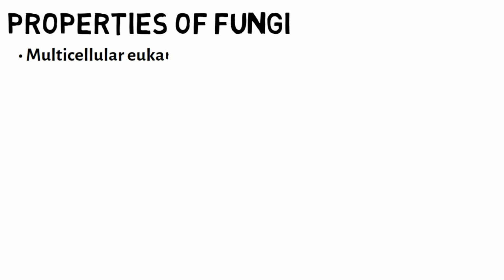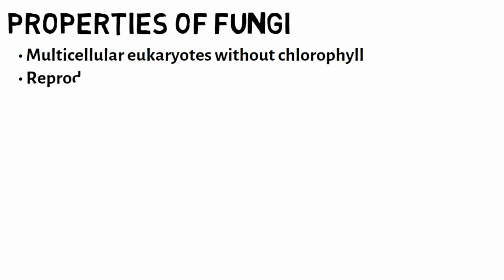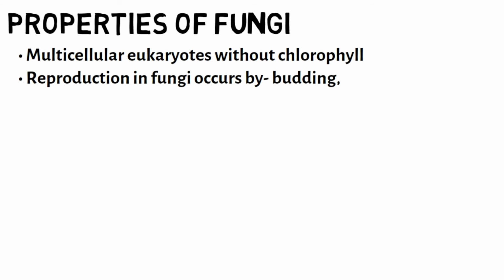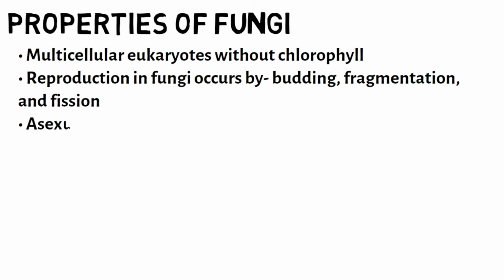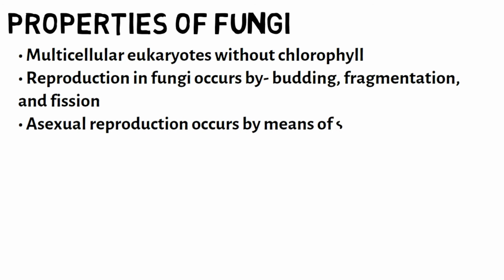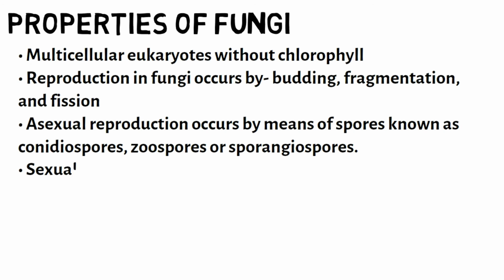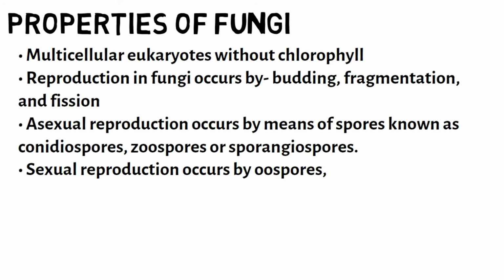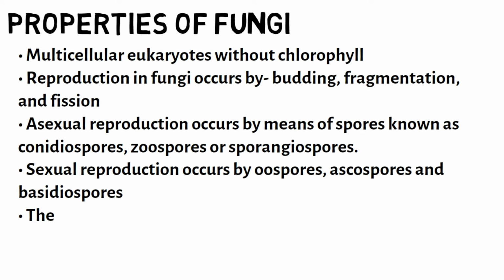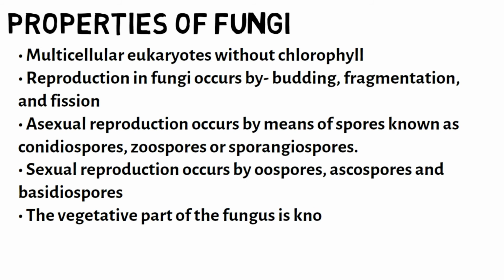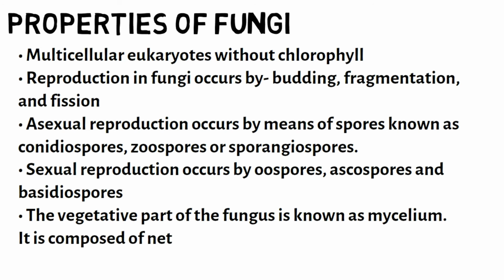Properties of fungi. Multicellular eukaryotes without chlorophyll. Reproduction in fungi occurs by budding, fragmentation, and fission. Asexual reproduction occurs by means of spores known as conidiospores, zoospores, or sporangiospores. Sexual reproduction occurs by oospores, ascospores, and basidiospores. The vegetative part of the fungus is known as mycelium. It is composed of a network of hyphae.